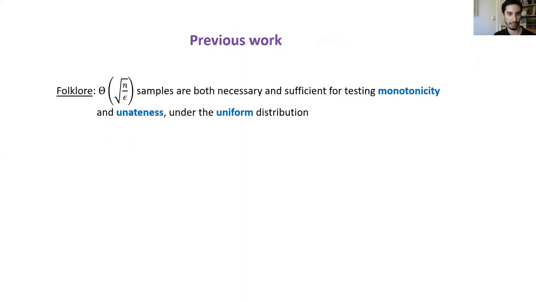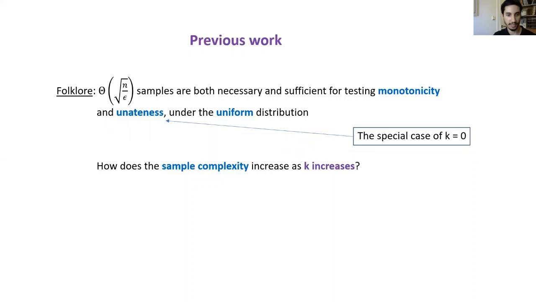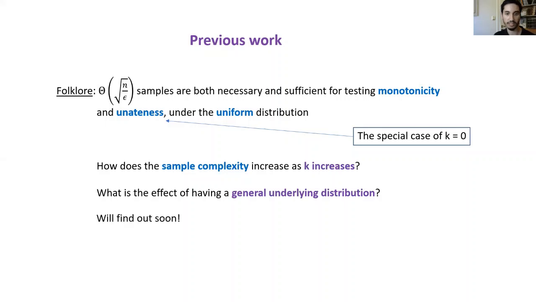Previous work. It is known that square root of n over epsilon samples are both necessary and sufficient for testing monotonicity and unateness under the uniform distribution. This raises some natural questions. First, how does the sample complexity increase as k increases? And second, what is the effect of having a general underlying distribution? I'll try to answer these questions during the talk.